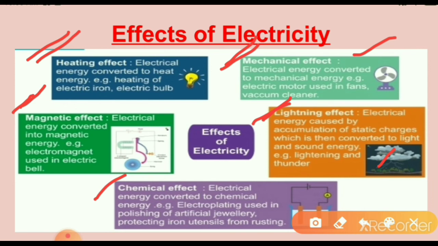Here in the chemical effect, the electrical energy is converted into chemical energy. For example, electroplating is used in polishing artificial jewelry. In that artificial jewelry, the coating is known as the chemical effect, and it protects iron and steel from rusting. Here the electrical energy is converted into chemical energy.